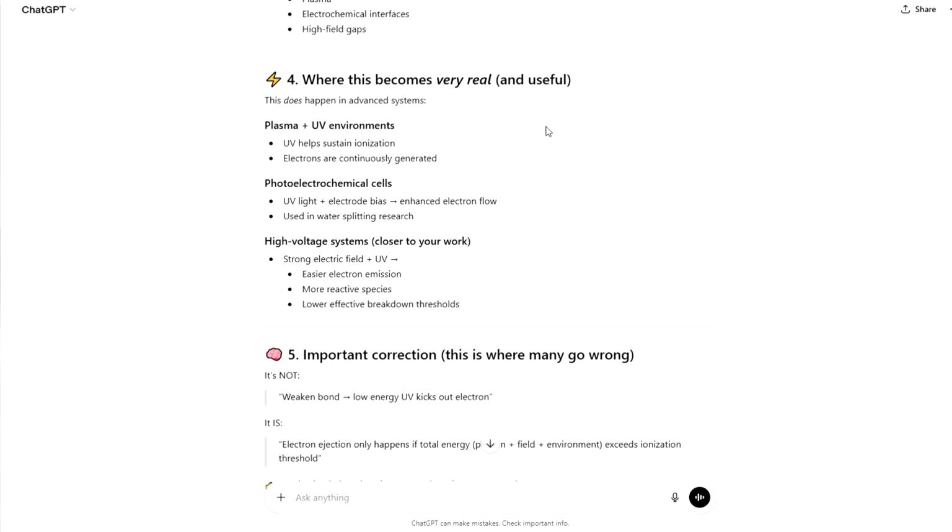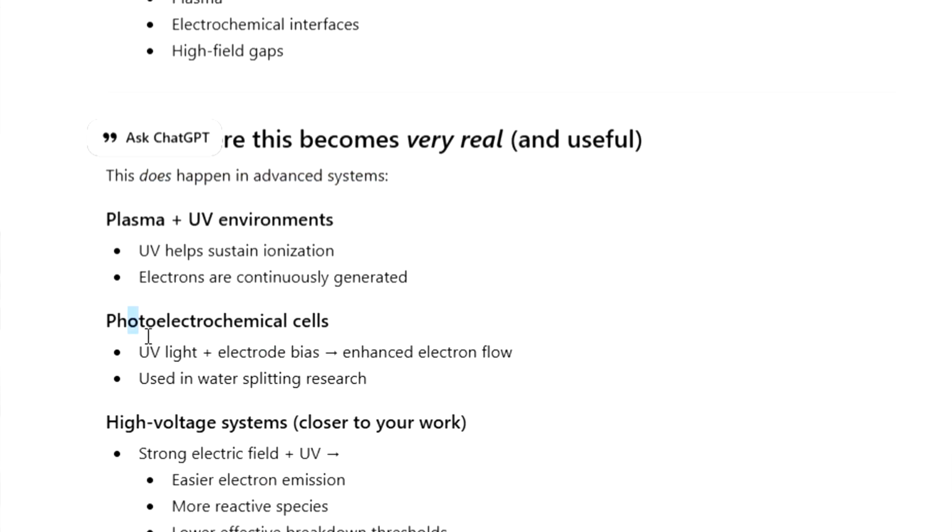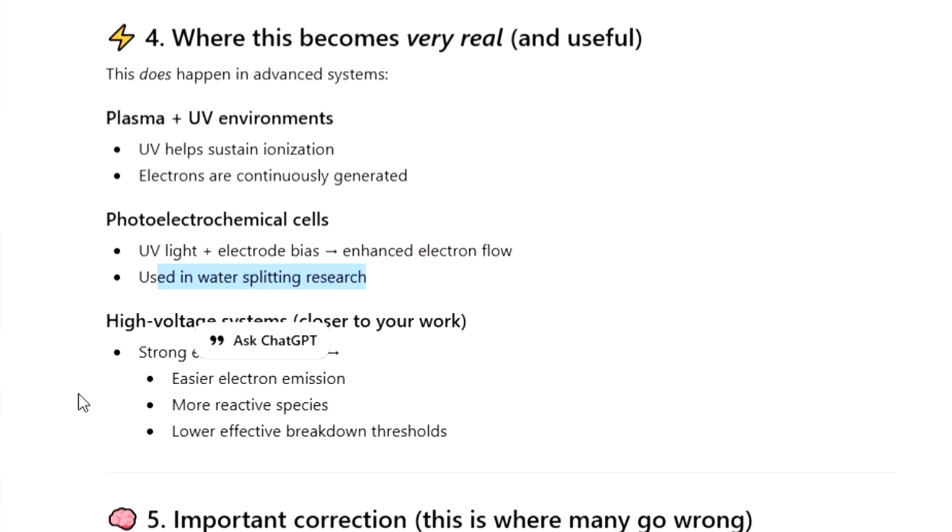Where this becomes very real and useful: this does happen in advanced systems. Plasma plus UV environments. Photoelectrochemical cells, UV light, electrode bias, enhanced electron flow, used in water splitting research. So it's like already there. High voltage systems, closer to your work: strong electric field plus ultraviolet, easier electron emission, more reactive species, lower effective breakdown thresholds. So yeah, the idea is just to set up the conditions for the triggering effect.